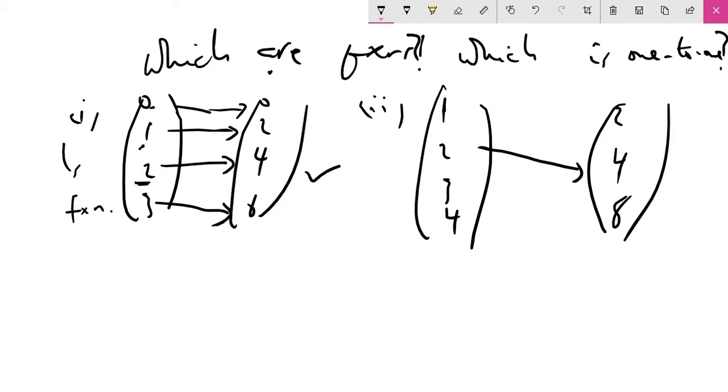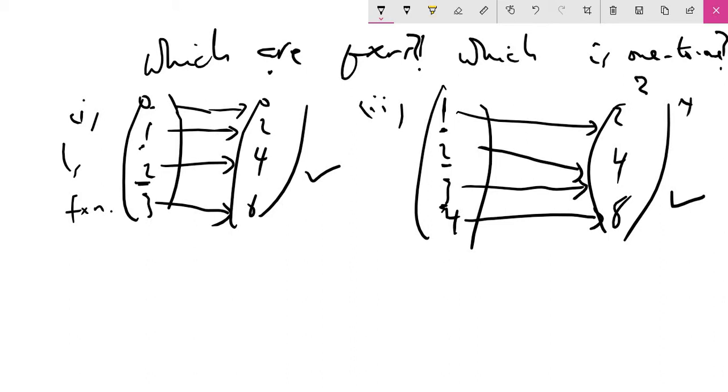And then, sorry, 3 to the 4. I was looking elsewhere. We have 1 to the 2 and 4 to the 8. So now is this a function? Yes, this is a function, because every single element in the domain corresponds to exactly one element. 1 corresponds to 2, 2 corresponds to 4, 3 corresponds to 4, and 4 corresponds to 8.